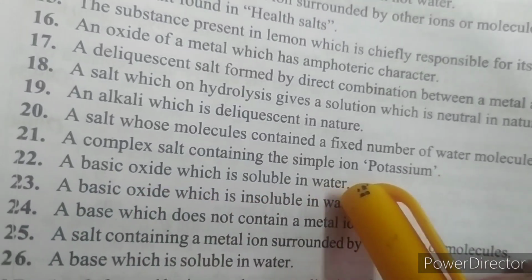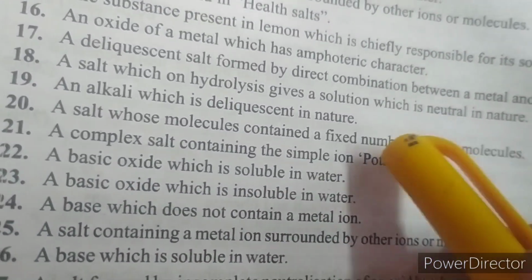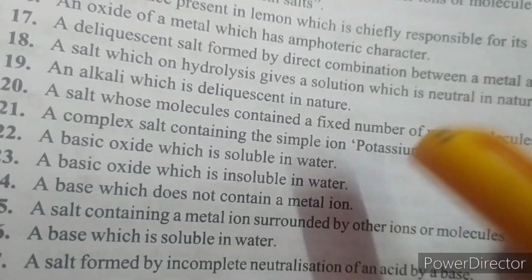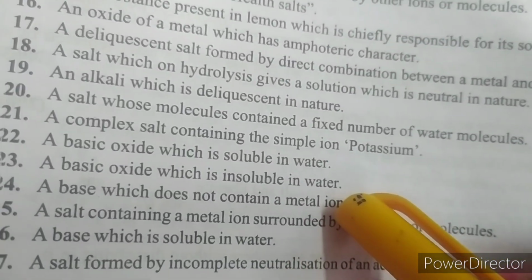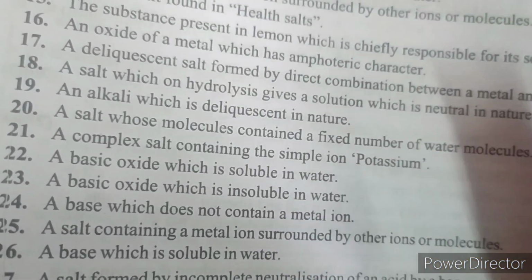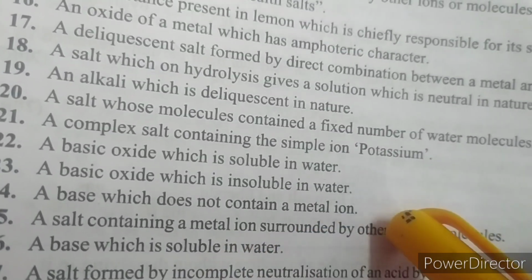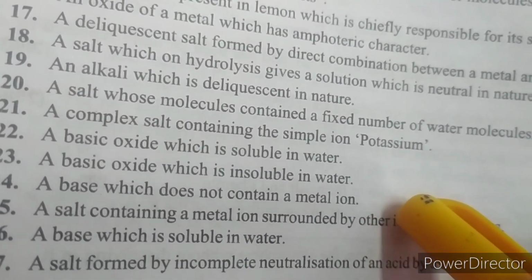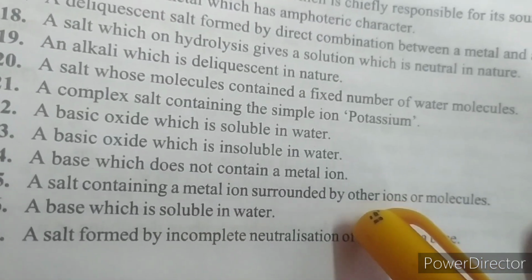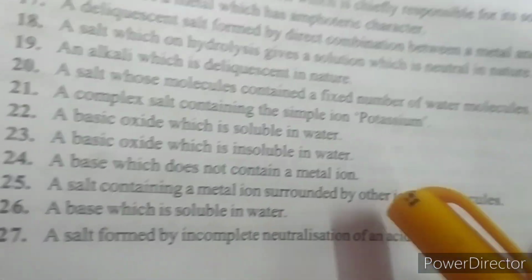A basic oxide which is soluble in water, you can write sodium oxide. A basic oxide insoluble in water, calcium oxide, or barium oxide, okay, any oxide which is not soluble in water, you can write. A base which does not contain a metal ion, that is ammonium hydroxide. A salt containing a metal ion surrounded, this question has been repeated.